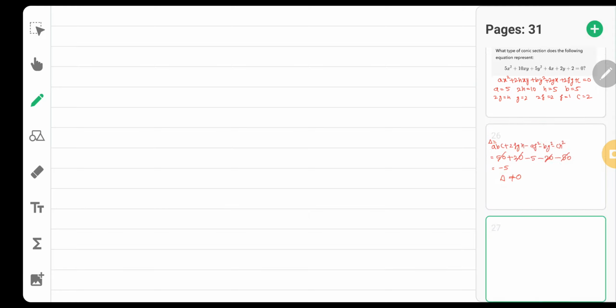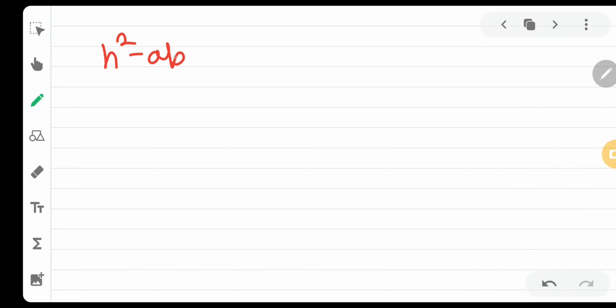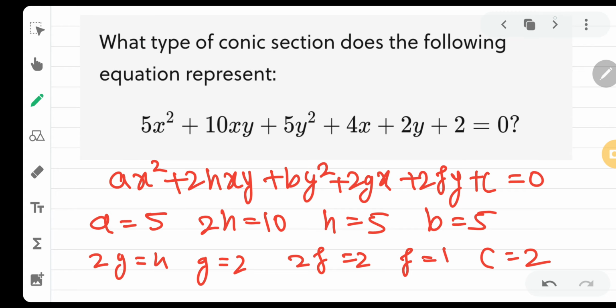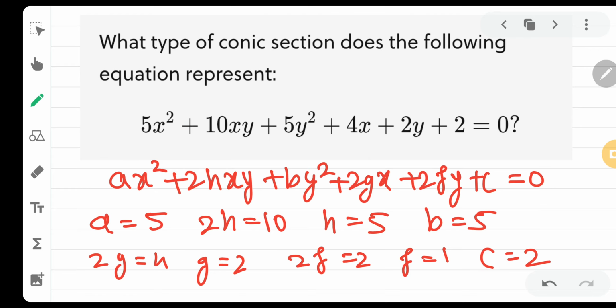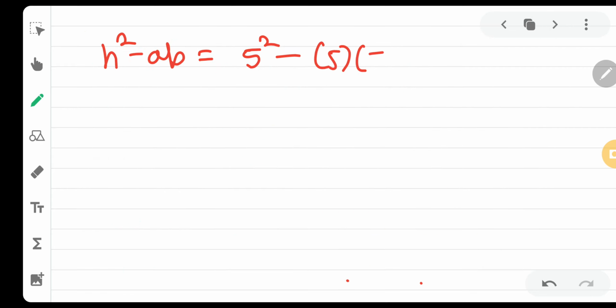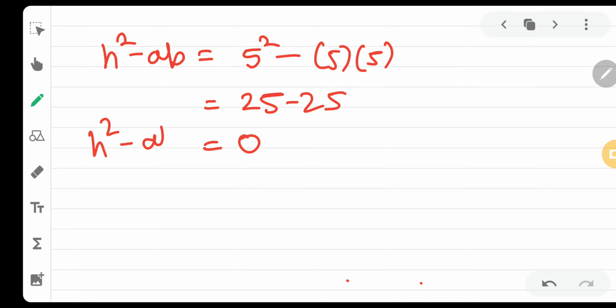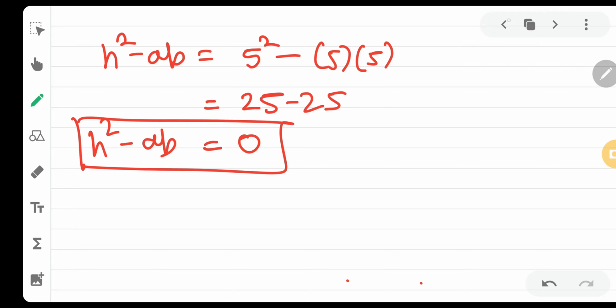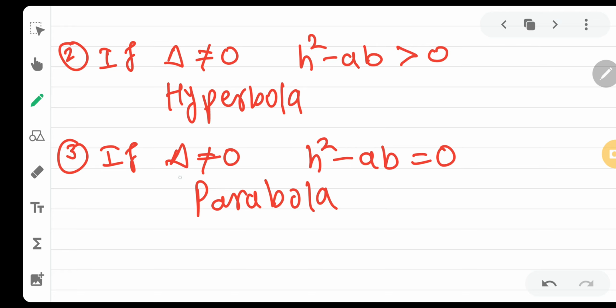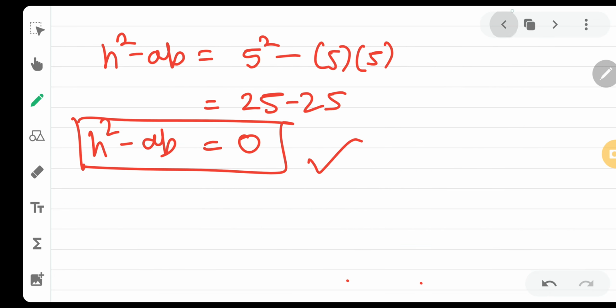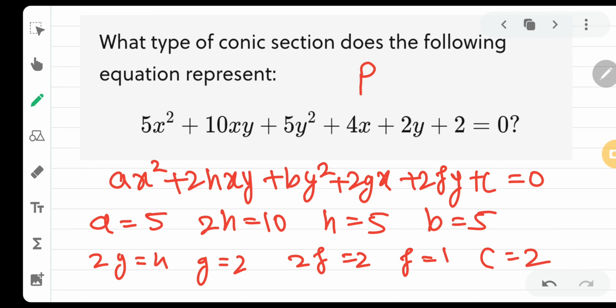Now let us move ahead. Let us calculate h square minus ab. So what was the value of h again? H was 5. So let me write down 5 square minus a. What was the value of a? 5 and b also 5. So 5 into 5. So 25 minus 25 equals 0. So your h square minus ab is actually equal to 0. Now delta is not equal to 0 and h square minus ab equal to 0. If you go to our detailed list, you can find out delta not equal to 0 and h square minus ab equal to 0 is a parabola. That means the given general conic section equation was a parabola.